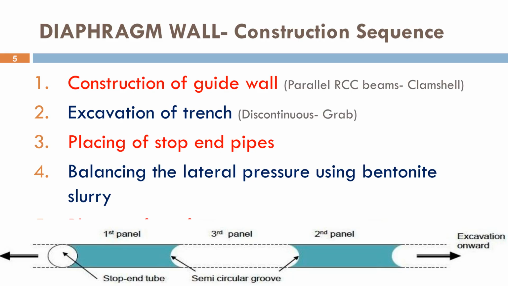After reaching the required depth, stop-end pipes are installed at both ends of the panel to create construction joints for adjacent panels. The reinforcement cage is then carefully lowered into the slurry-filled trench. Finally, concrete is placed using the Tremie method, displacing the bentonite slurry upward.